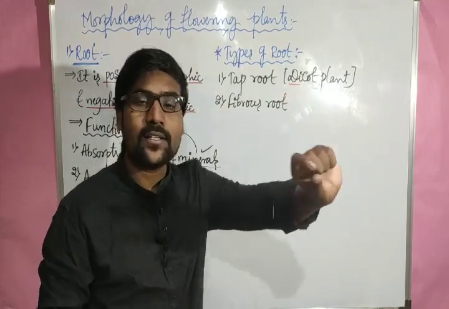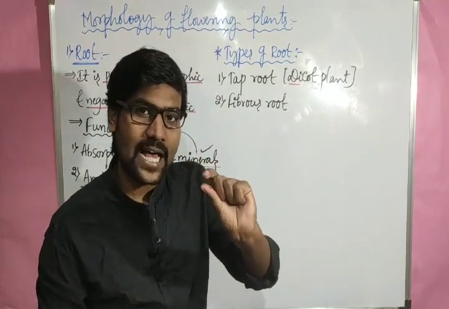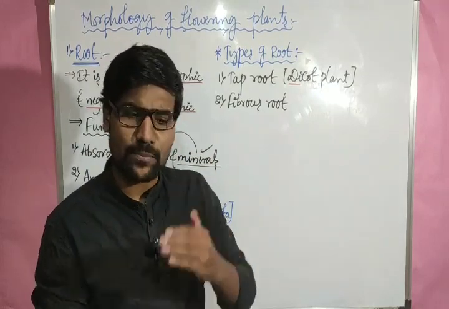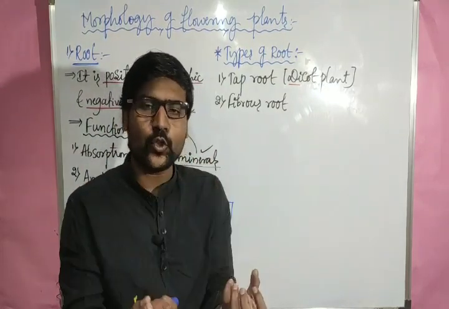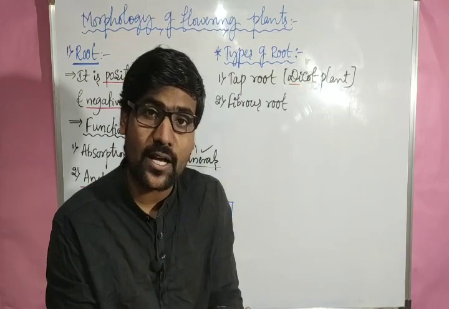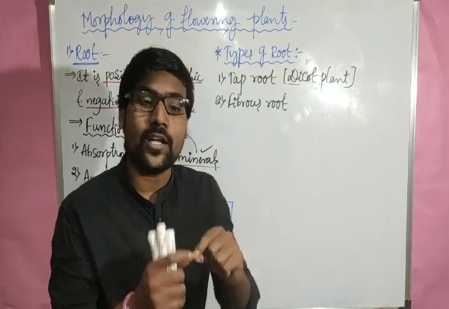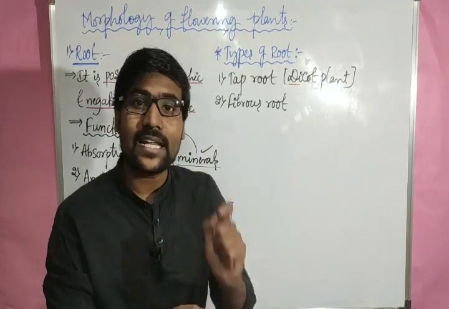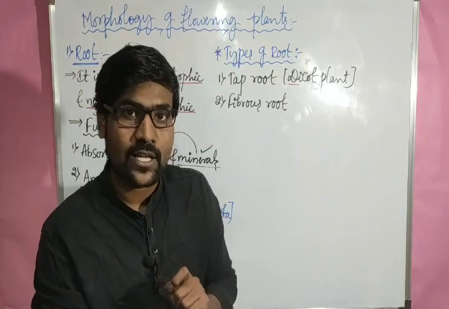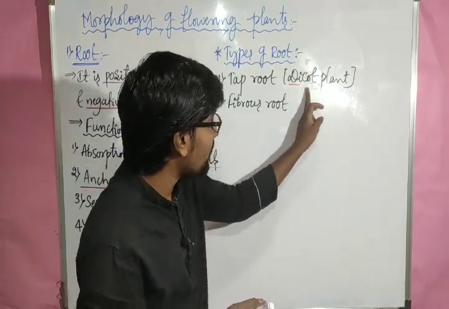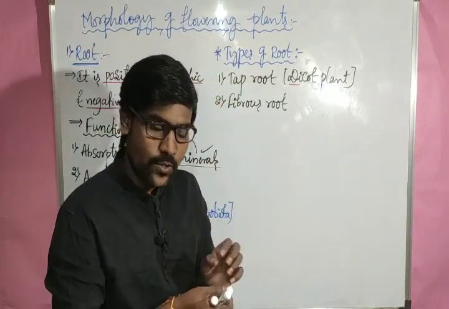Dicot means the plants which will produce the seed having two cotyledons. That means if you break that seed, we will get the two cotyledons. Say for example, groundnut, shenga, two cotyledons. Bengal gram, kadle, two cotyledons. Green gram, hesar kalu, two cotyledons. So in such kind of dicot plants, we will observe taproot.